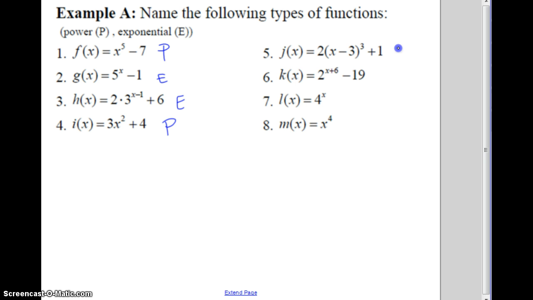If we look at 5, 6, 7, and 8, 5 is going to be a power. The exponent is 3. 6 is going to be an exponential. The power has a variable in it. 7 is an exponential. The power has a variable. And 8 is a power function with the power being 4.